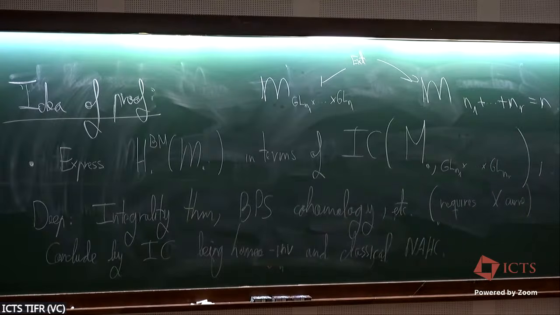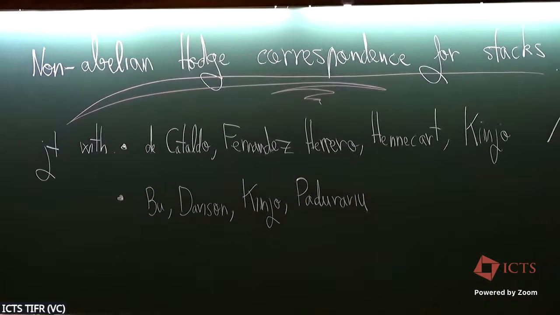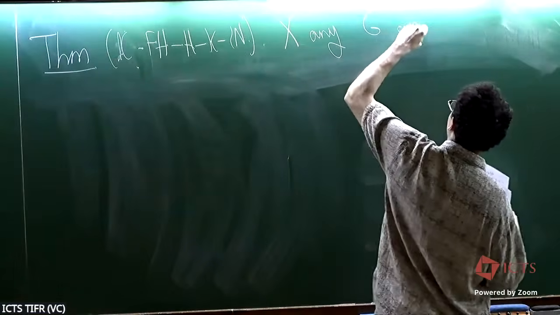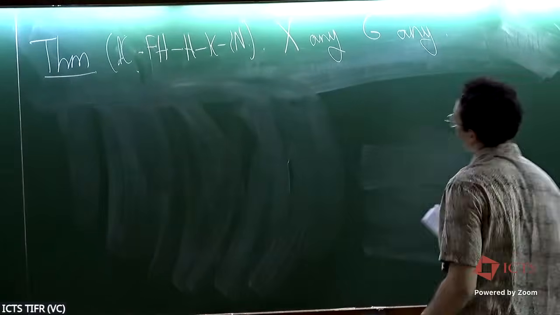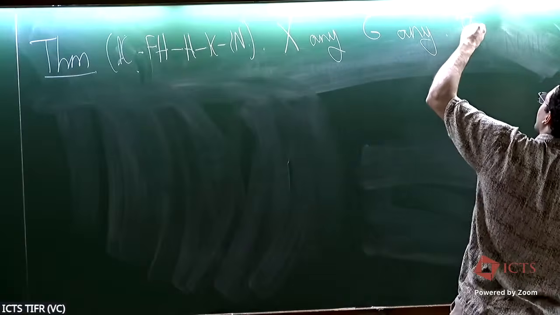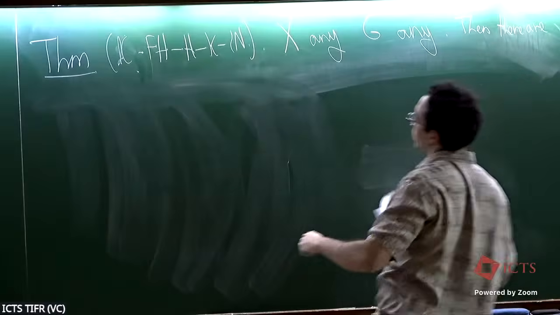Okay, so let me present a theorem. This theorem is joint with De Cataldo, Fernandez Herrero, Hennecart, and Quinjo, so I wrote their names there. This is the first set of authors. So now we're going to take X any smooth projective variety, and G any connected reductive group. Then there are canonical isomorphisms, as follows.